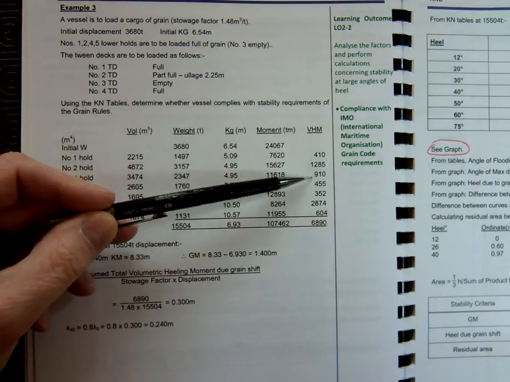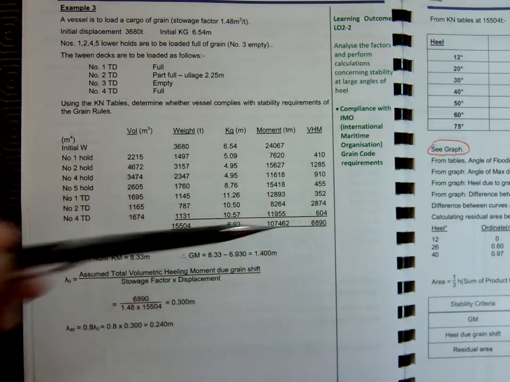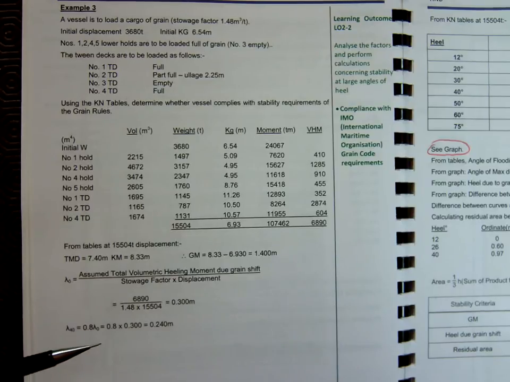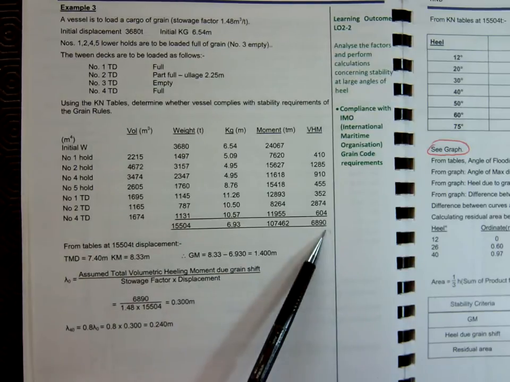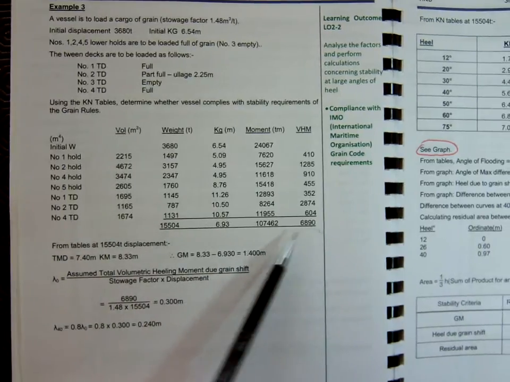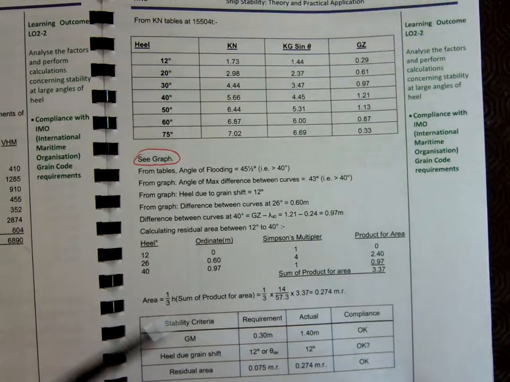Volumetric heeling moments looked up in the table, get a total of 6,890. We'll have a look at how we use these heeling moments shortly to do with the heeling arm curve. But let's just move to the graph itself.